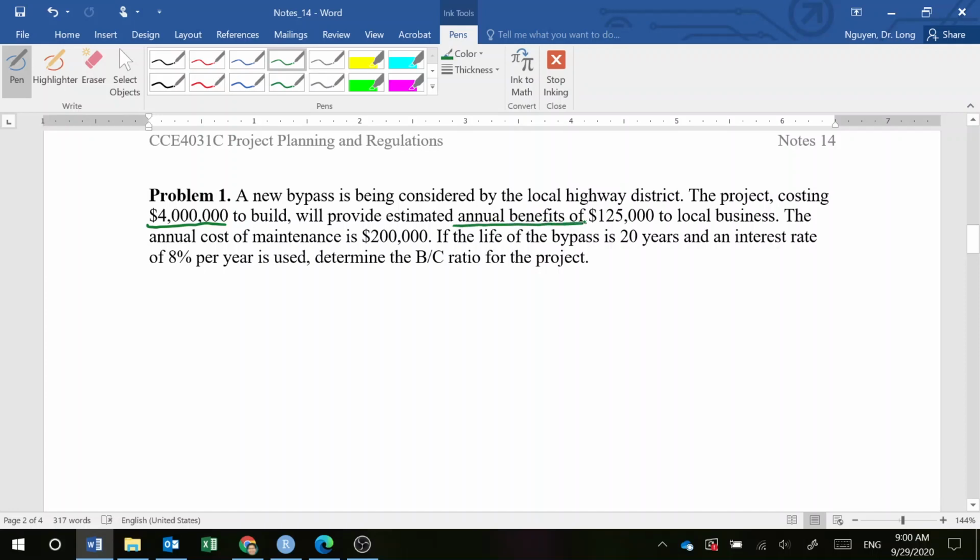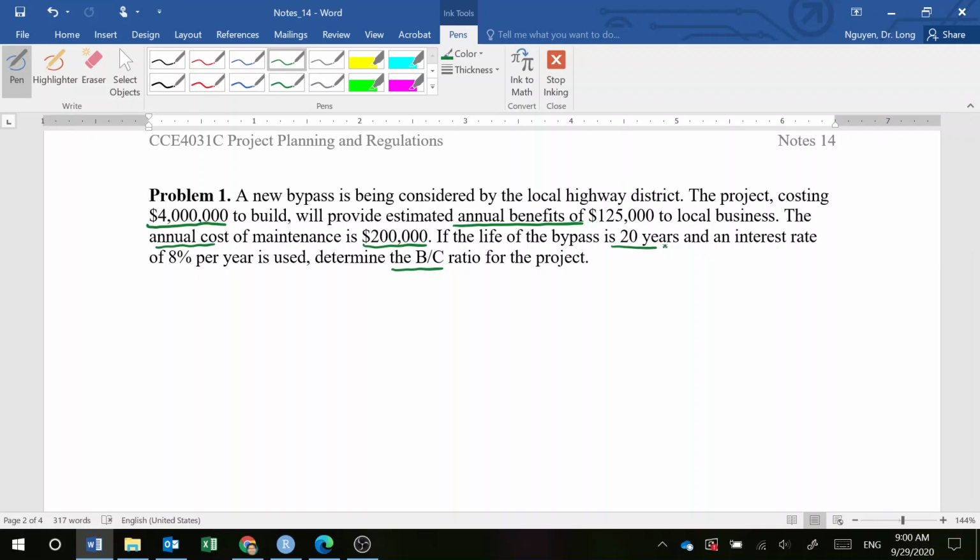125,000 to local business. The annual cost of maintenance is 200,000. If the life of the bypass is 20 years and an interest rate of 8% per year is used, determine the B/C ratio for this project. The life of the bypass is 20 years, we have the interest rate, the MARR. And we always start by drawing the cash flow diagram for this one.